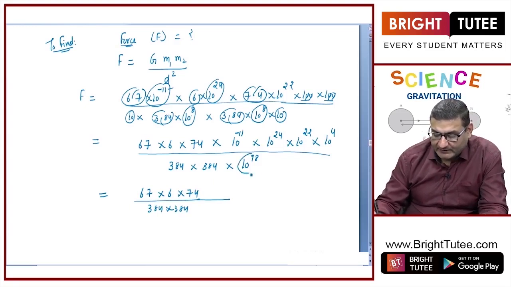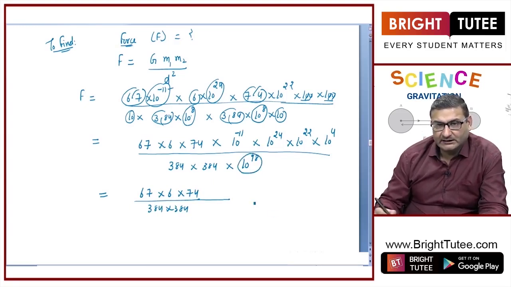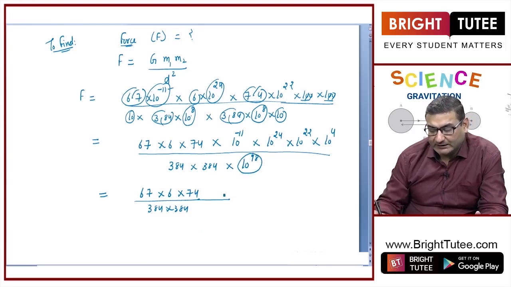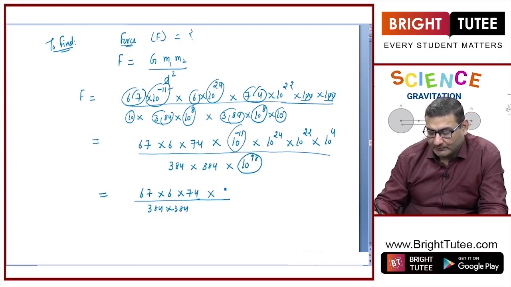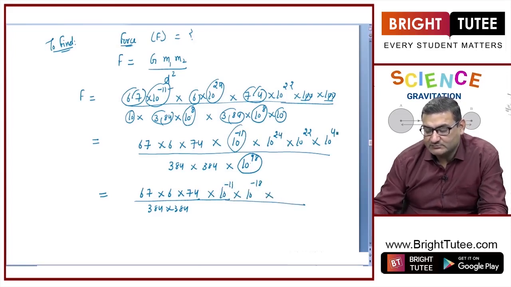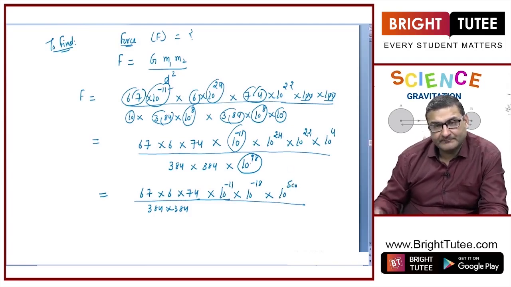Now, this 10 to the power 18, which is in the denominator, if it goes in the numerator, what will it become? 10 to the power minus 18, you already know. So, now keeping all the powers at one place, 10 to the power minus 11, multiplied by, this 18 goes up and becomes minus 18, and now adding these powers. These three are given to me. This is 24 plus 22, it comes out to be 46, and 4 it comes out to be 50. I can add up these powers, 50.